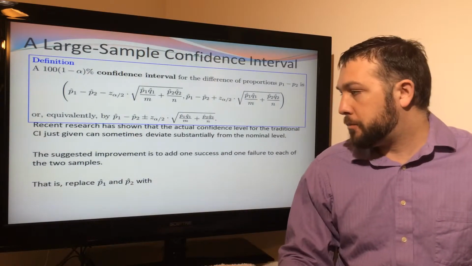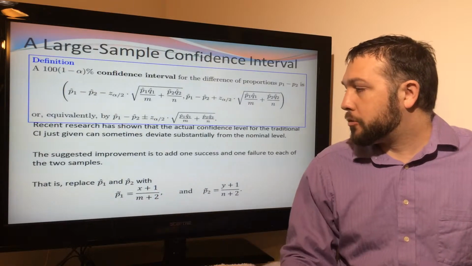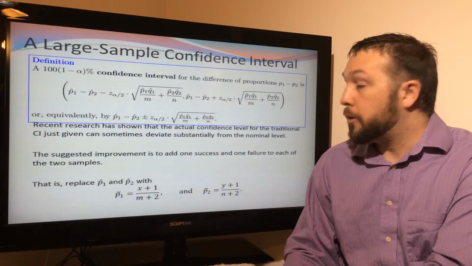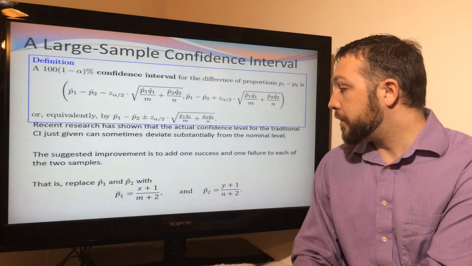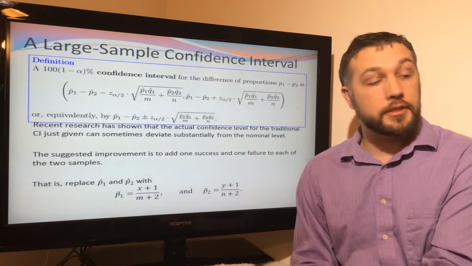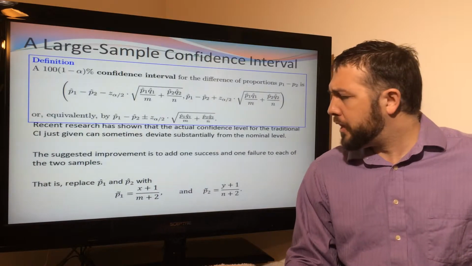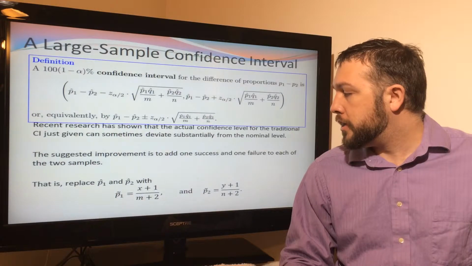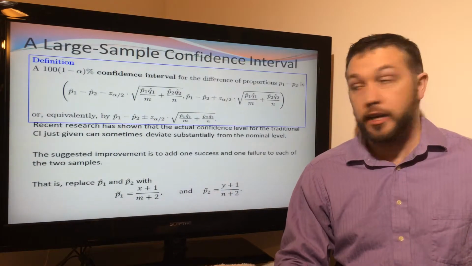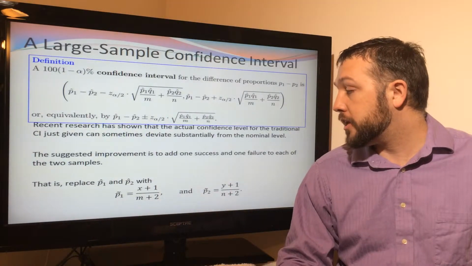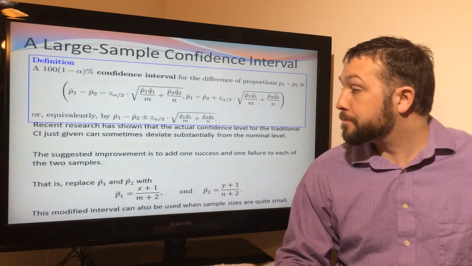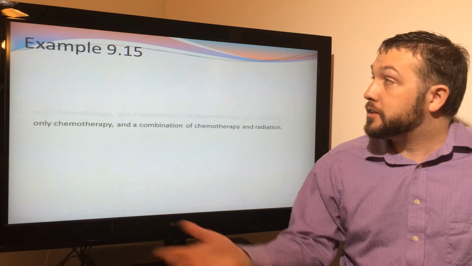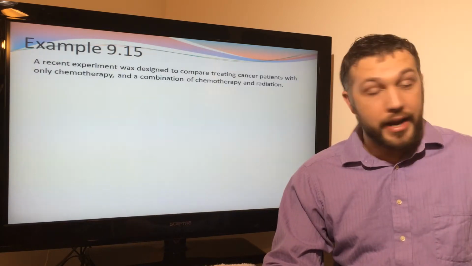One suggestion that has been made is just add a little bit to the sample sizes, and this tends to remove bias for small samples. But again, we won't concern ourselves too much with this. There may or may not be, I forget, if there's a homework problem that uses this, but if it does, then this is what they're talking about by modifying P and Q, P1 and P2. Okay, so that's a confidence interval. Let's take a look at how this works in practice.